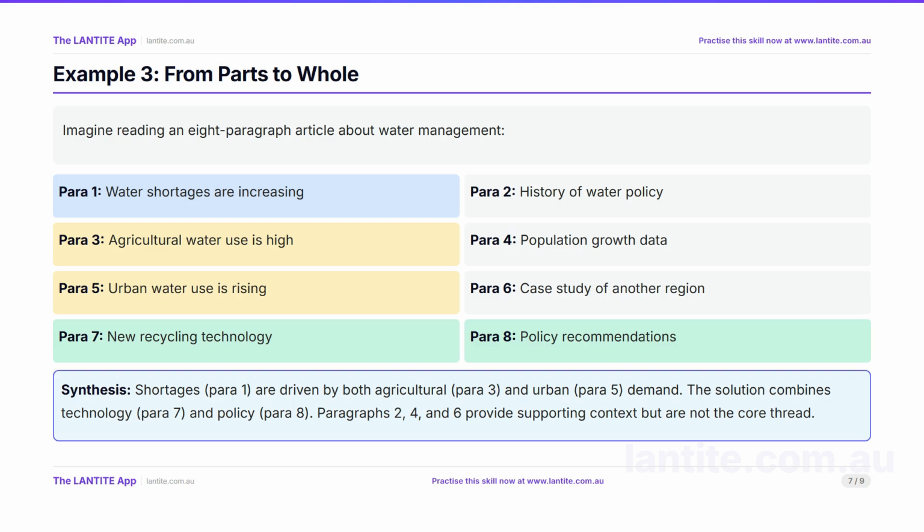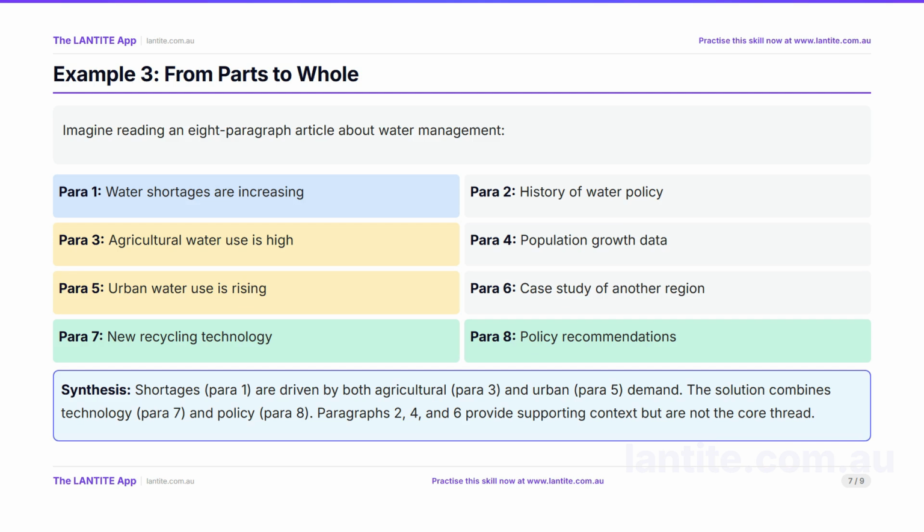Let us try building the big picture from a longer text. Imagine an 8-paragraph article about water management. Paragraph 1 says shortages are increasing. Paragraph 2 gives historical background. Paragraph 3 discusses high agricultural water use. Paragraph 4 has population growth data. Paragraph 5 says urban water use is rising. Paragraph 6 is a case study. Paragraph 7 introduces a new recycling technology. And paragraph 8 has policy recommendations.